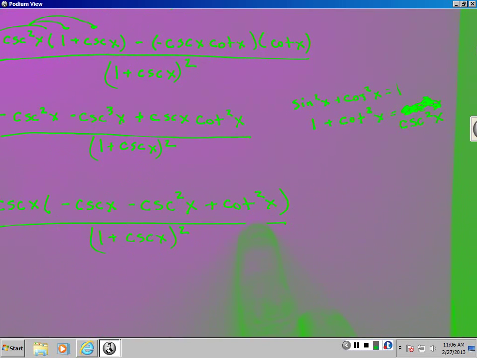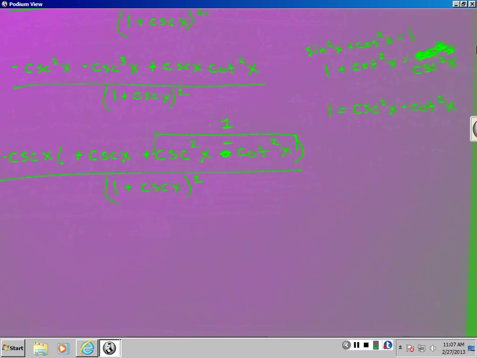So with cotangent squared, or cosecant squared, I need to pull out a negative, because 1 equals cosecant squared x minus cotangent squared x. So if I pull out a negative, this becomes positive, and this becomes negative, and this whole thing here is 1. Anyone have any questions on that?